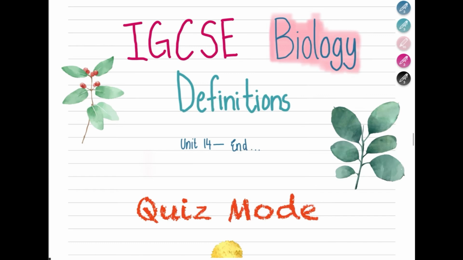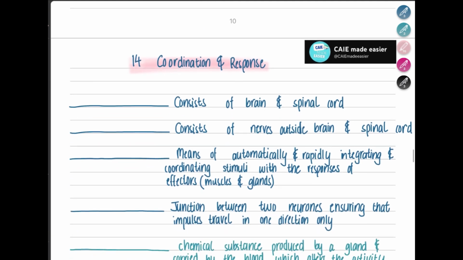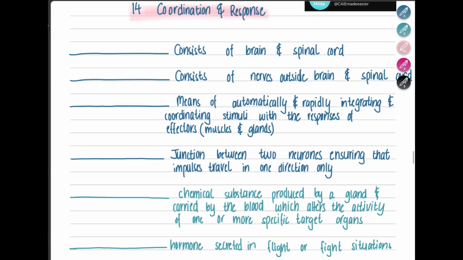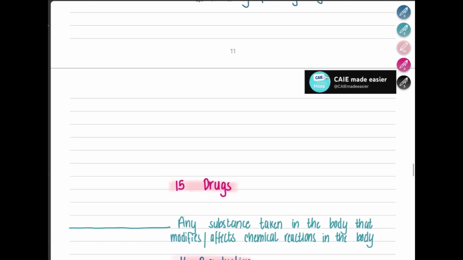This is slightly different because it's going to be quiz mode. I have written down the definitions and we'll try to solve them, and you'll try to solve them on your own as well before I answer them. Let's get started.